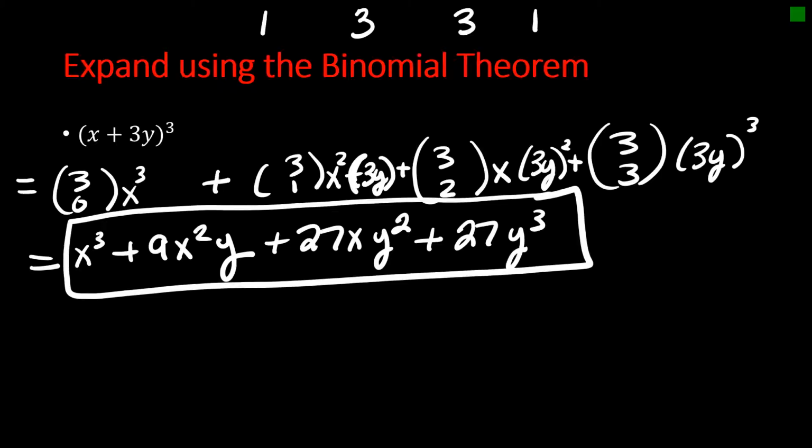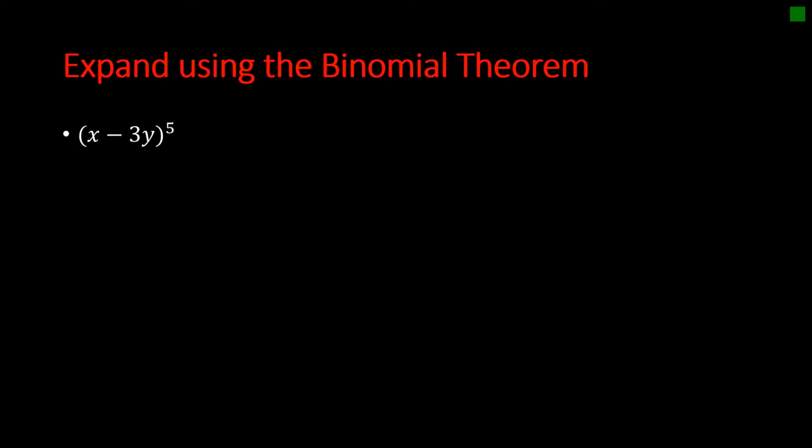Now, if you notice in the last couple of examples, we had a plus sign in there. All right, so we want to expand this fifth power now using the binomial theorem. And our second term here is going to be negative. This is x minus 3y. So we're going to make the second term negative, and that's how we're going to know what terms are going to be negative and what terms are going to be positive.